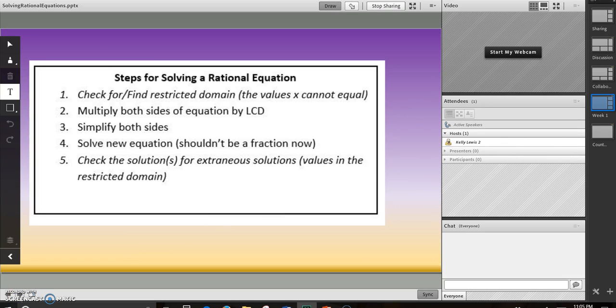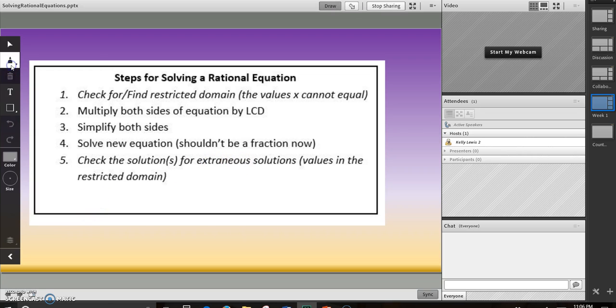All right, so we're going to do steps. Find the restricted domain. Then we're going to have to multiply by the least common denominator. We're going to simplify both sides. And then we'll check the solution.